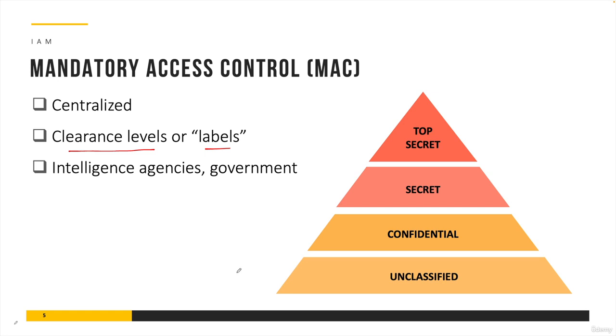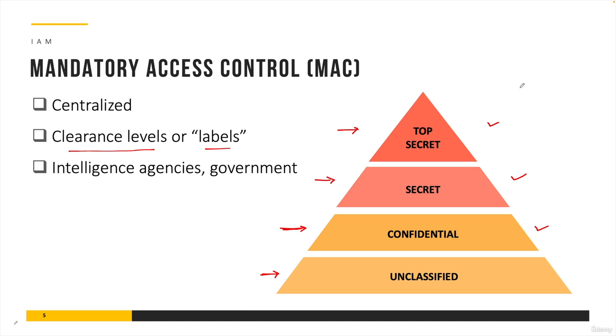Now, let's say there is a person who has a confidential level clearance, then they can read documents that are unclassified as well as documents that are confidential. Okay, so documents would be the objects and that person would be the subject. If someone has secret level clearance, then they can read unclassified documents, confidential documents, as well as secret documents. And finally, people with top secret clearance would be able to read all of these documents.